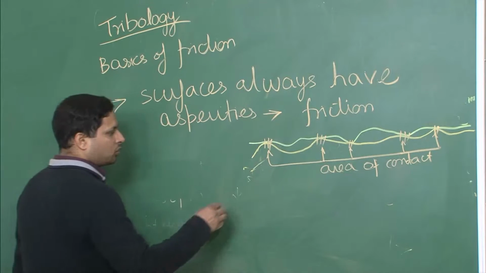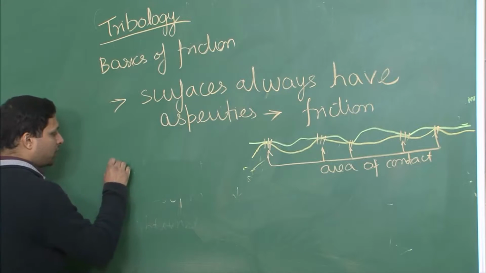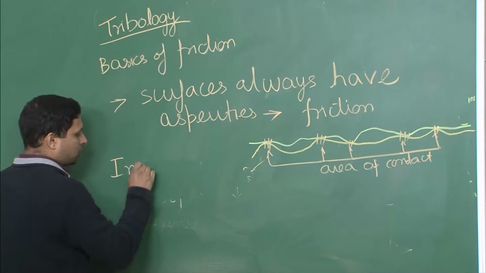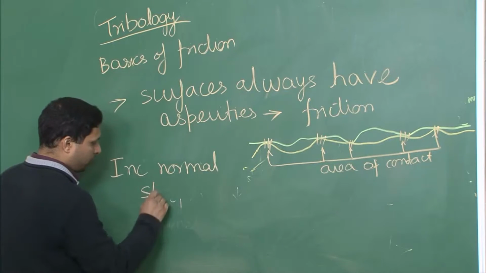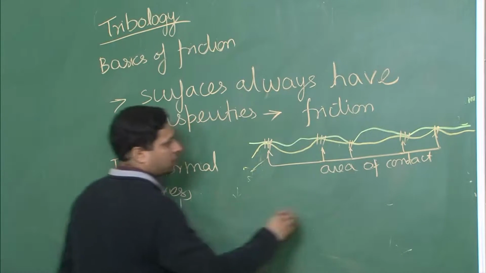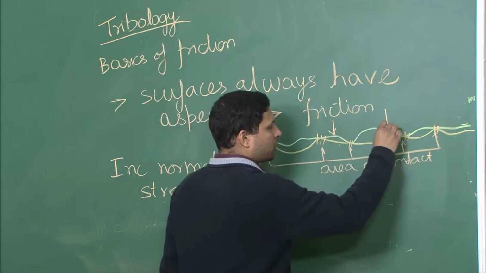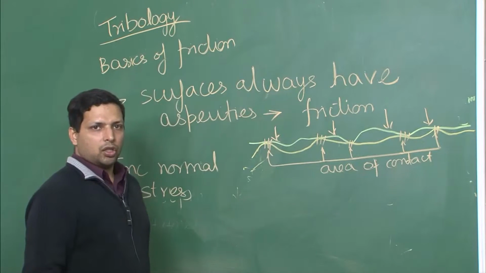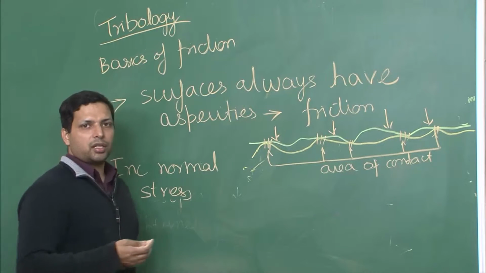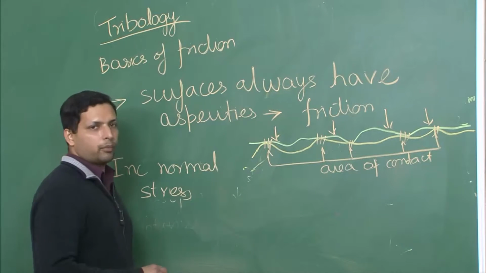This also leads us to another fact, that when you increase the normal stress on the surface, let us say I increase the normal stress on this surface, what we observe is that friction increases. How do we explain it from this?